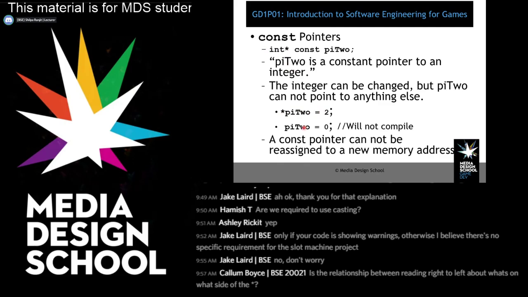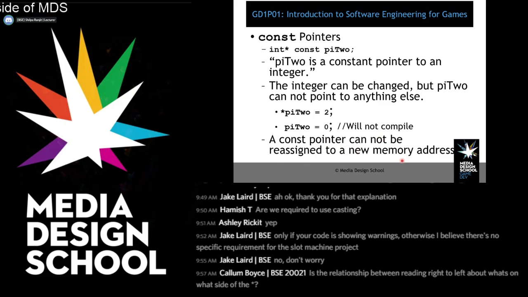But if I do something like pi2 is equal to 0, here I'm trying to change the address that is held by pi2. So that cannot be changed. I hope you can understand the difference between these two statements. In one statement it is asterisk pi2, which means I'm dereferencing the value of pi2. In the second case I'm doing pi2 is equal to 0, trying to edit the address that is held by pi2. That is not allowed because a constant pointer cannot be reassigned to a new memory address.